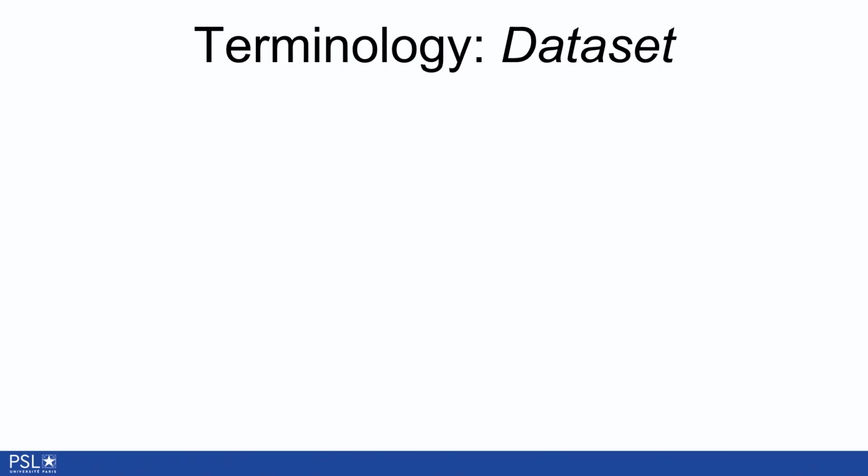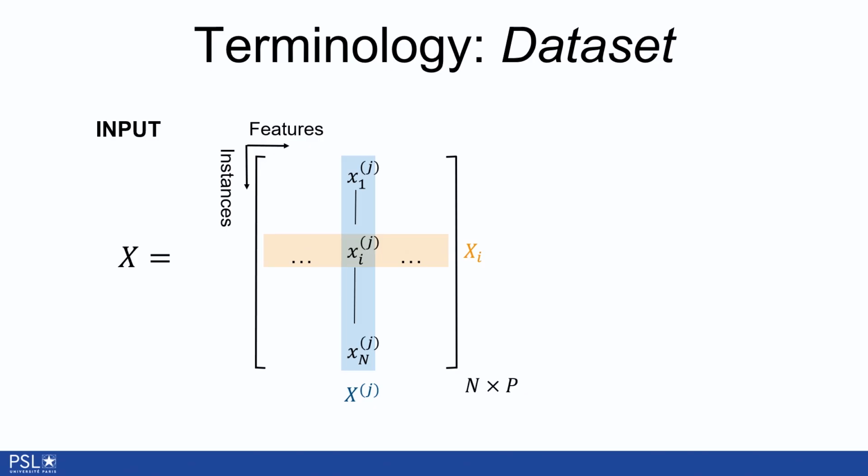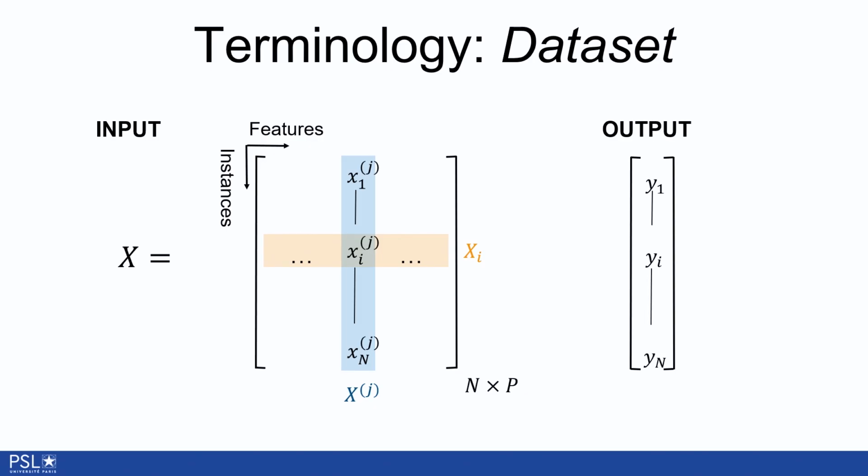A dataset consists of a set of inputs, shown here on the left, and the set of corresponding outputs, shown on the right. In this course, we will be representing the set of inputs as a matrix X, where each row, illustrated in orange, is one data point. Each row is also called an instance, and the matrix collects a total of n instances.